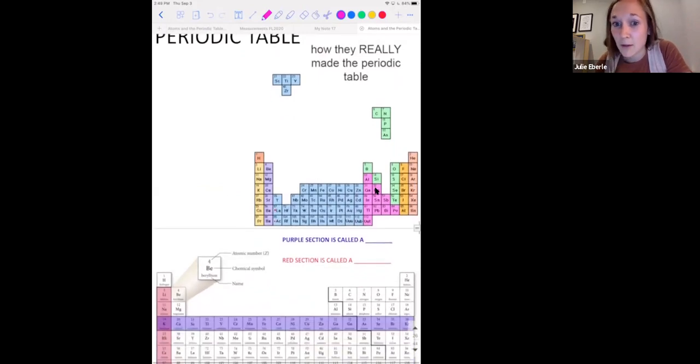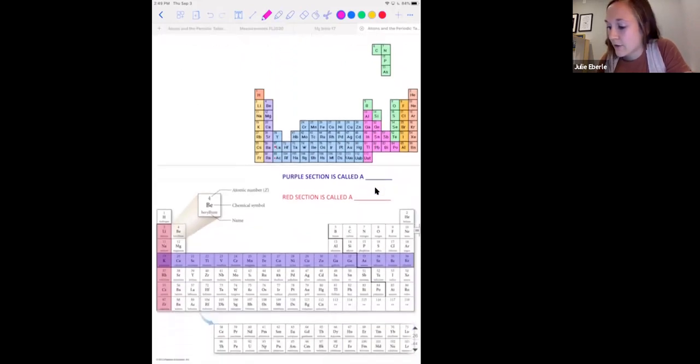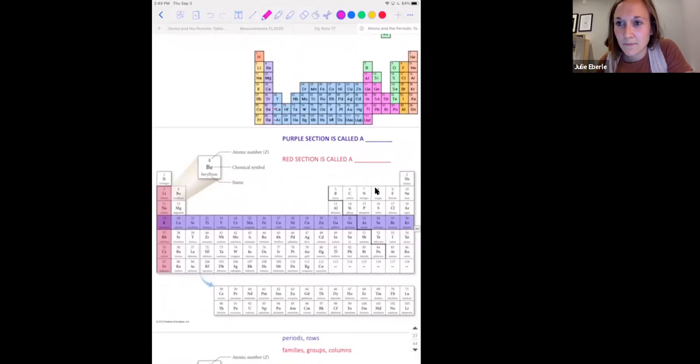But it's not how they created the periodic table. The periodic table is much more thought out than a game of Tetris, okay? So let's look at how it was thought out. First, we're going to look at how it was organized. So here's the two main ways it's organized.